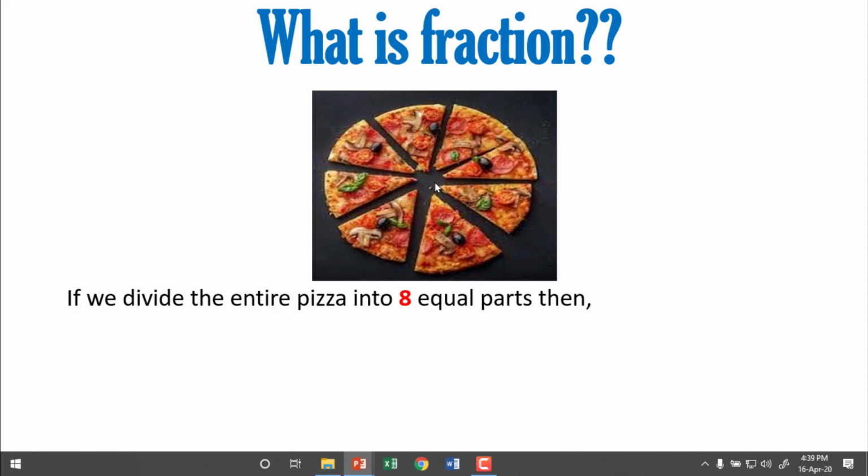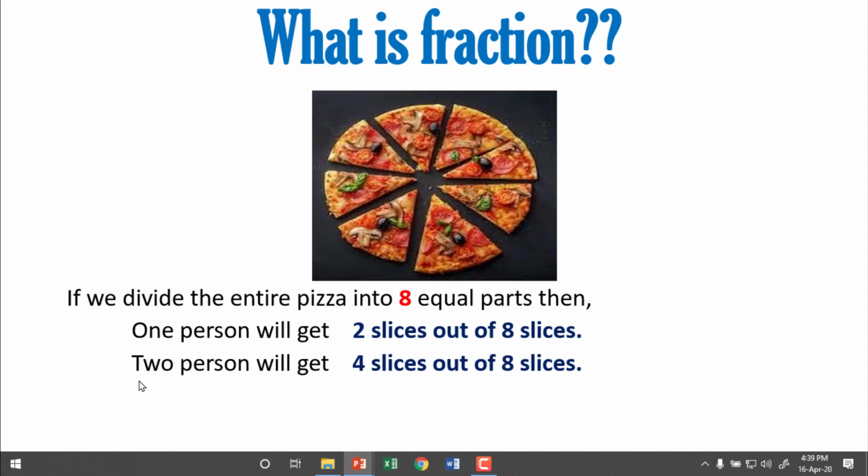So if we distribute this whole pizza among 4 persons, then one person will get 2 slices out of 8 slices. So here 2 slices is a part of the whole pizza. This is the whole pizza and these 2 slices is a part of the whole pizza. So we can say that 2 slices out of 8 slices is a fraction.